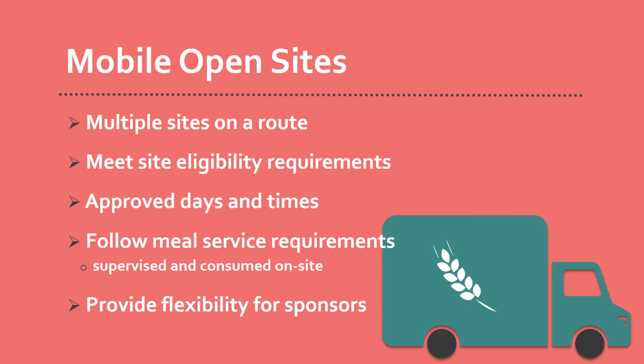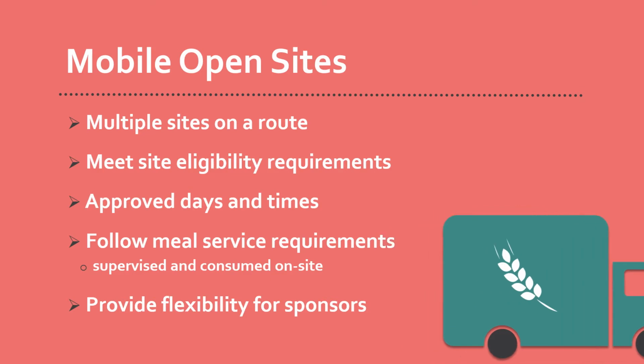For example, in rural areas where children may live in isolated locations, or in urban areas where violence or traffic safety may limit viable options for site locations. Remember, sites are considered mobile only if they are on a route. If a sponsor has a site at a park where staff set up meal service each day and the park is the only site that the staff go to, that is not considered a mobile site.